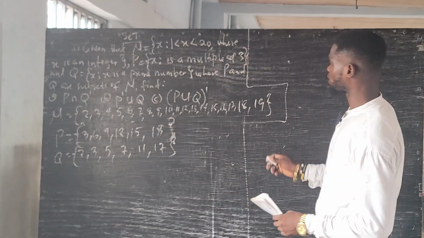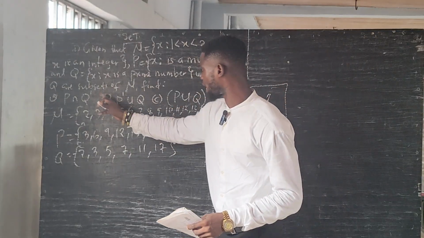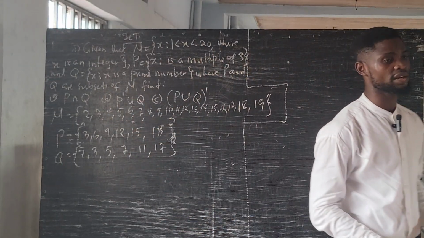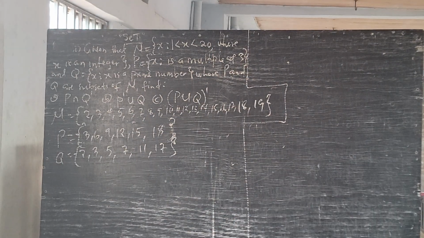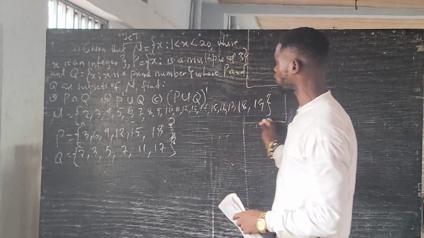Okay. So after that, they said that P and Q are subsets of the universal set. Now what do you mean by subset? Every element that is in P, you can get from the universal set. They are subsets, because whatever element you are seeing in P is an element that you can get from the universal set.